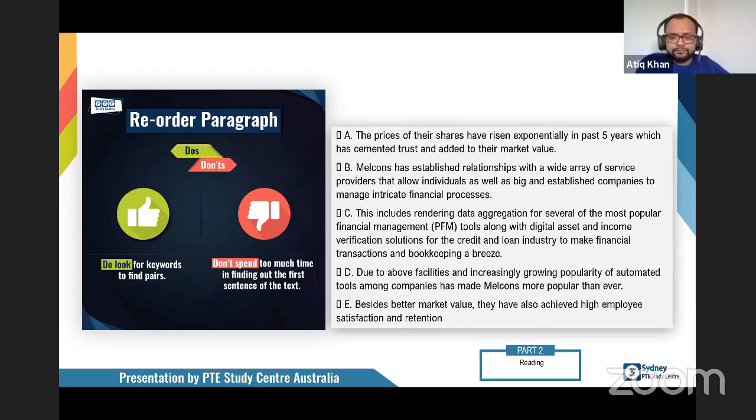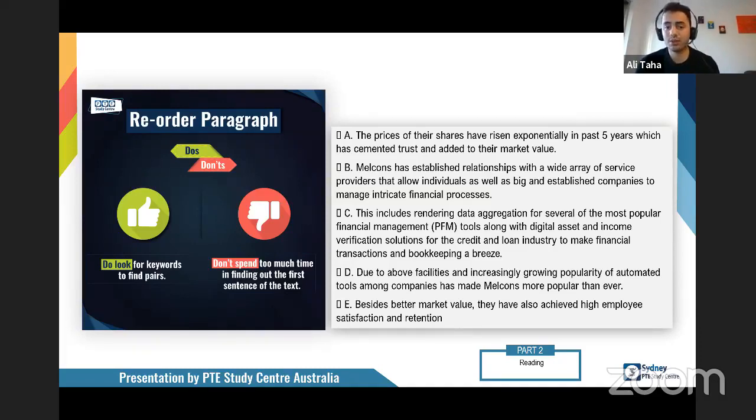Okay? And if you read it, it will make sense. The prices of their shares have risen all the way to market value, besides better market value. So this is one clear pair using the keyword. Another pair, let's find another pair. And still, I'm not finding the independent sentence.